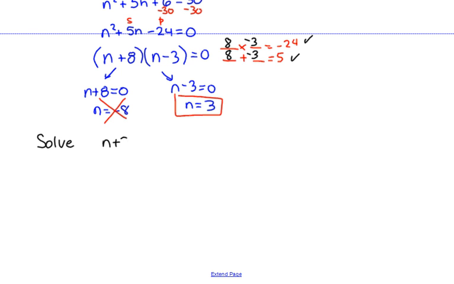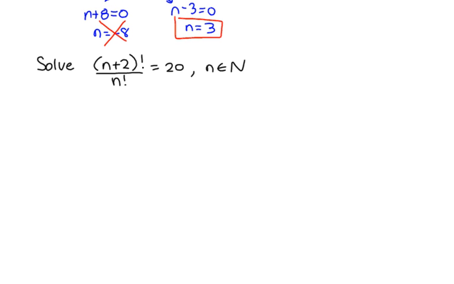Solve (n plus 2) factorial over n factorial equals 20. And n is an element of the natural numbers, of course. They're always natural numbers. Let's write that down, because I'm going to add 2 questions like this to your homework. Your homework's 1 page in the workbook, and then 2 questions I'm going to add. Okay, who's larger, n plus 2 or n?